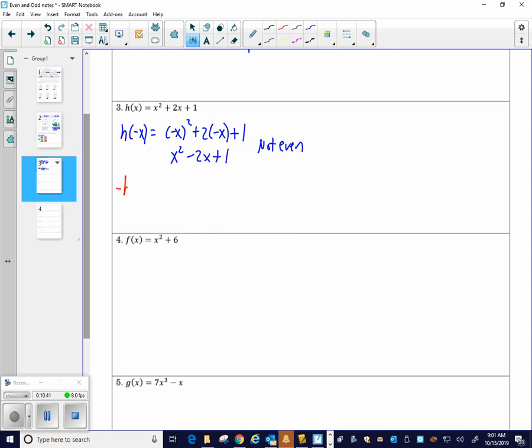Let's check to see whether it's odd. So we'll have to do the negative of h of x. That means put a negative sign in front of my function and distribute what I can. So that's going to be negative x squared minus 2x minus 1. This does not match. These two things are not the same, so this is also not odd. This one is neither. Not even, not odd.